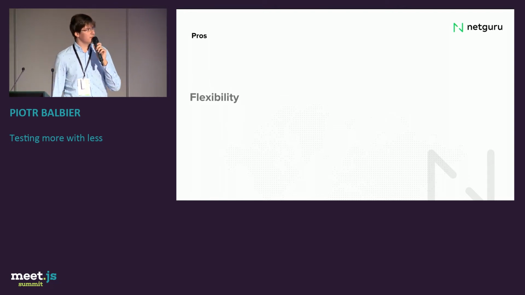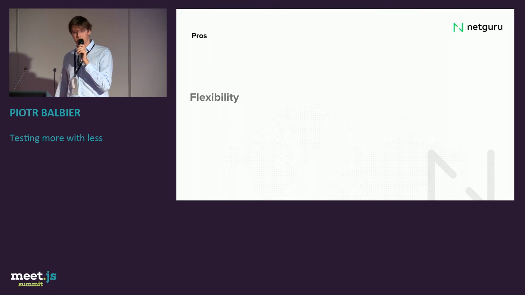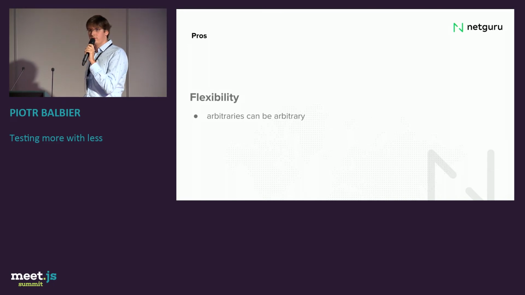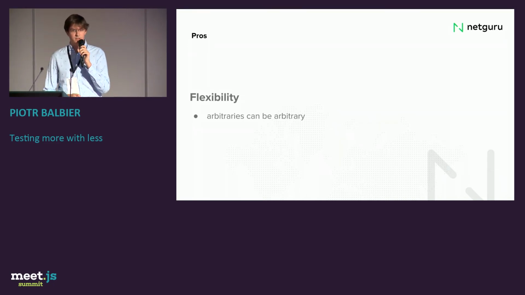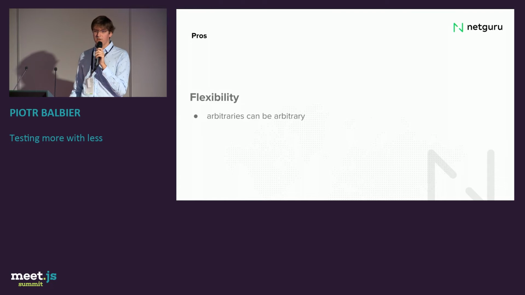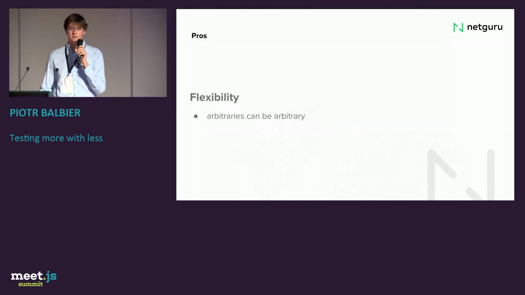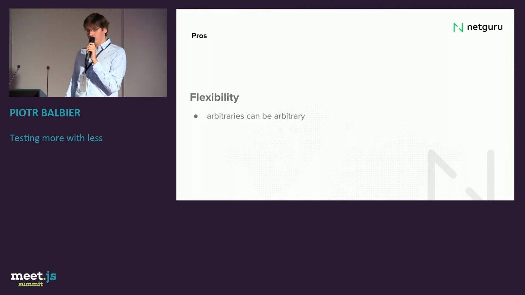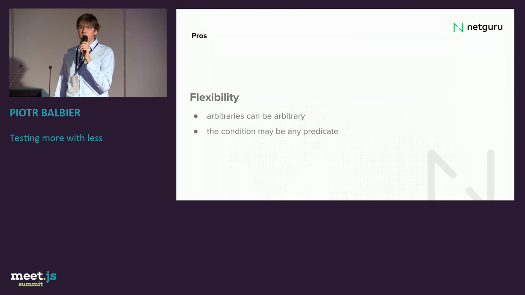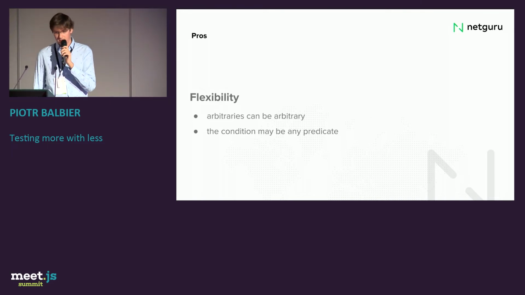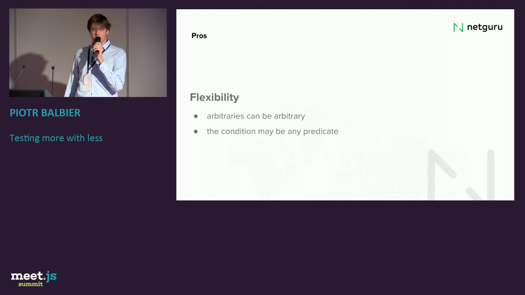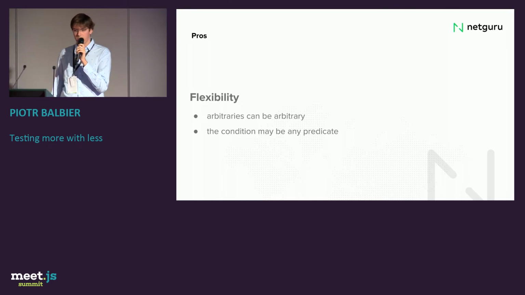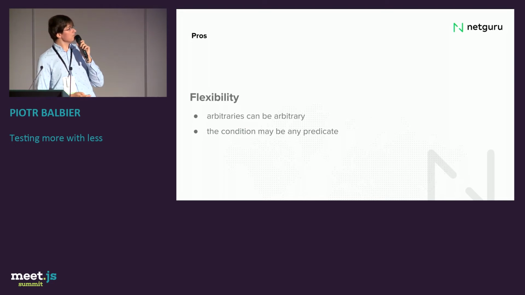And this method is quite flexible. Arbitraries, those data schemes for testing, can be, as the name suggests, arbitrary. You can build actually any object, any data structure. For example, JSVerify has one generator that can generate actually anything that can be serialized into a JSON. The condition that's checked can be actually anything that returns true or another truthy value as the result.